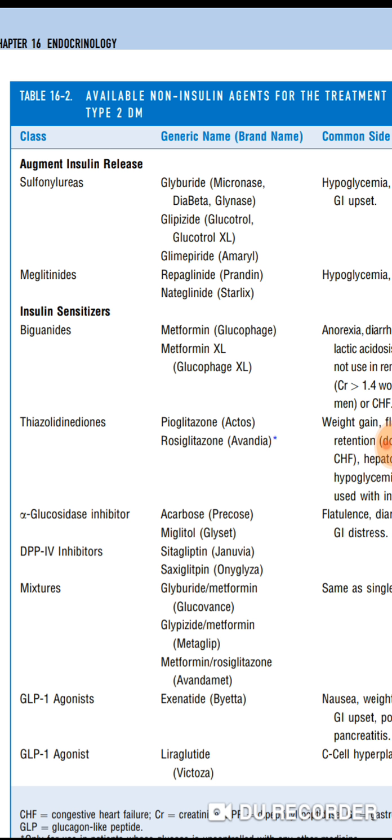Of course, you can give combinations of these drugs: glyburide and metformin, glipizide and metformin, metformin and rosiglitazone. So different combinations can be given if the patient's HbA1c is not controlled with monotherapy.